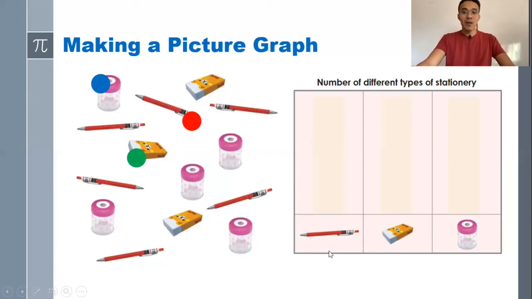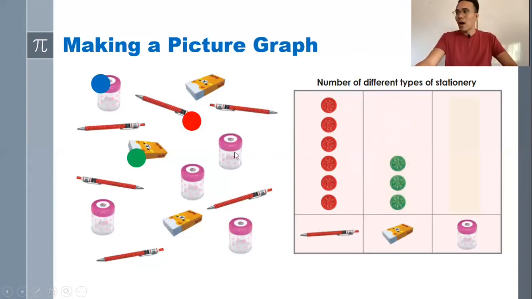So let's start with the pens. Remember, we're going to use red chips for the number of pens. There are 1, 2, 3, 4, 5, 6 pens here. So there should be 6 red chips or red counters. There are 3 erasers in the picture. Then there should be 3 green chips. And there are 1, 2, 3, 4, 5 sharpeners. So there should be 5 blue chips or counters. This is now our picture graph.